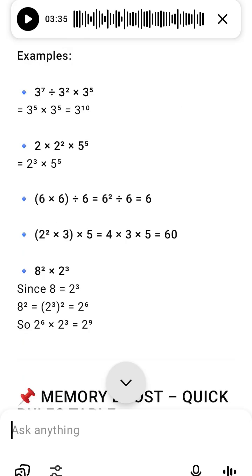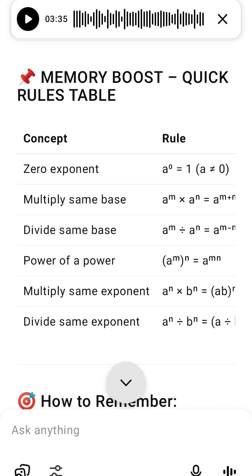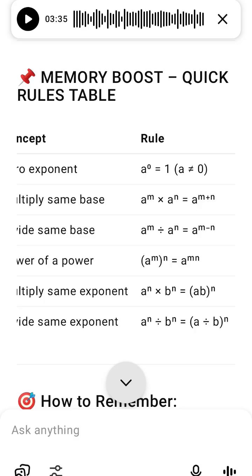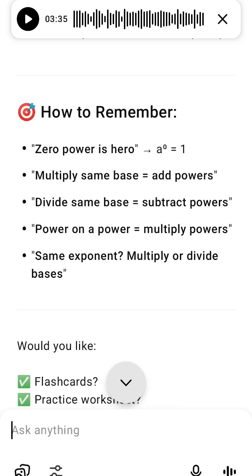How to remember: Any base with zero power is 1. Multiply same base means add powers. Divide same base means subtract powers. Power of a power means multiply powers. Same exponent means multiply or divide the bases.